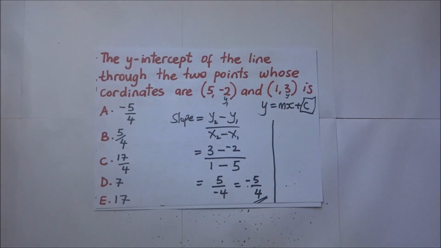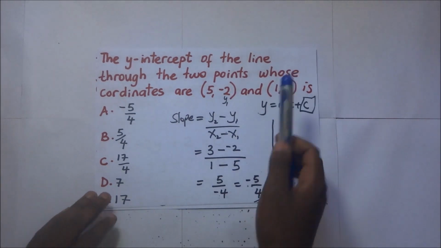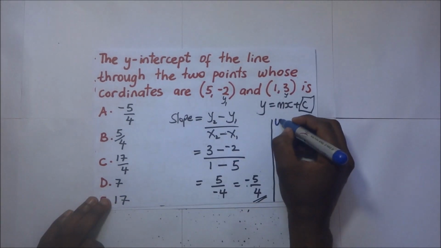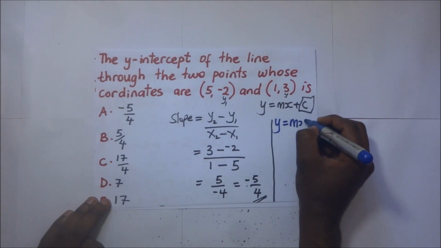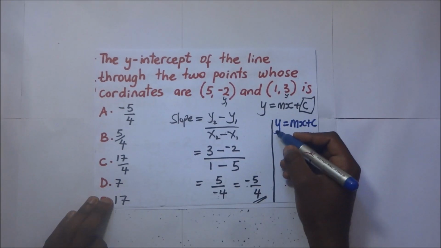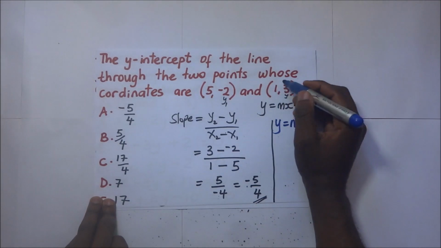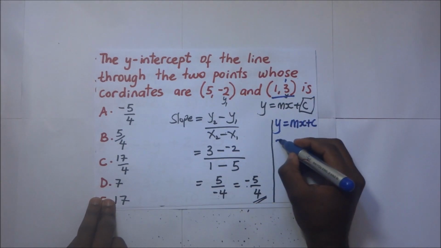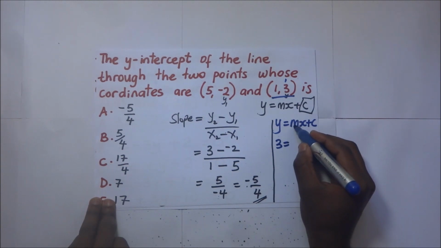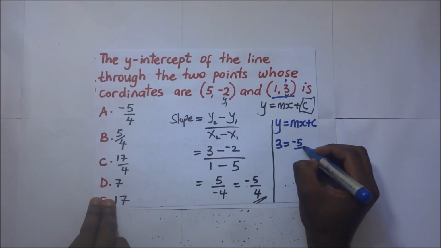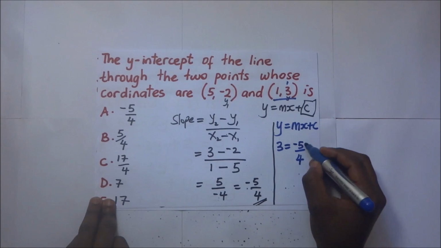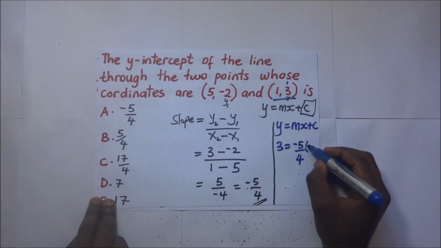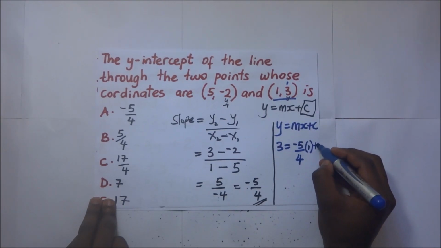So we shall pick one of the points. Let's pick point 1, 3. So y is equal to mx plus c. So what's our value of y? Our value of y we've picked on this point. So our value of y will be 3. So it's going to be 3 is going to be equal to the gradient m, which is negative 5 over 4 times our value of x, which is 1, plus c.